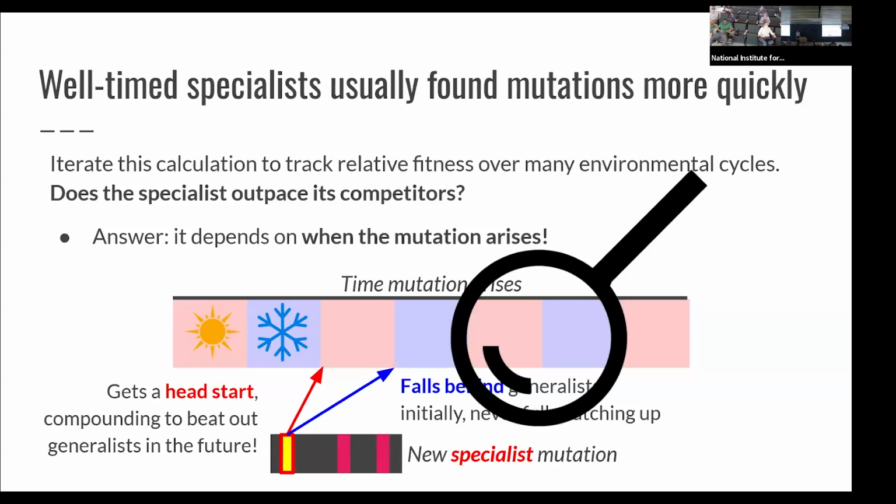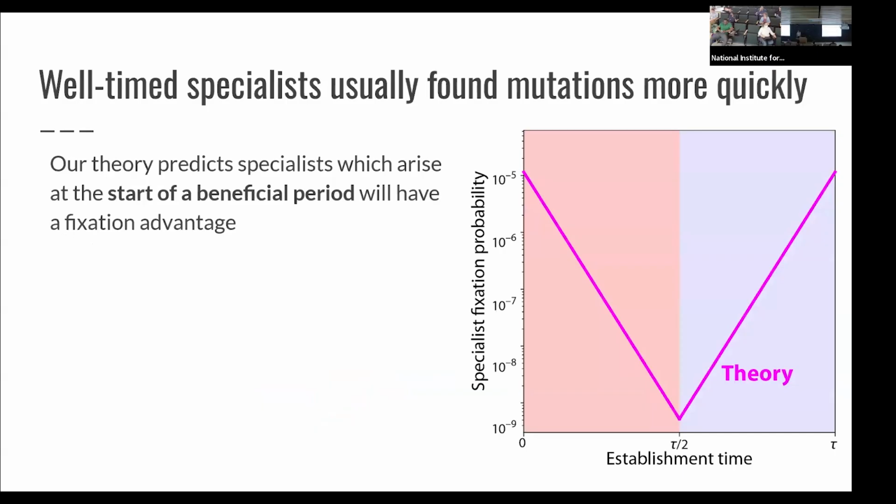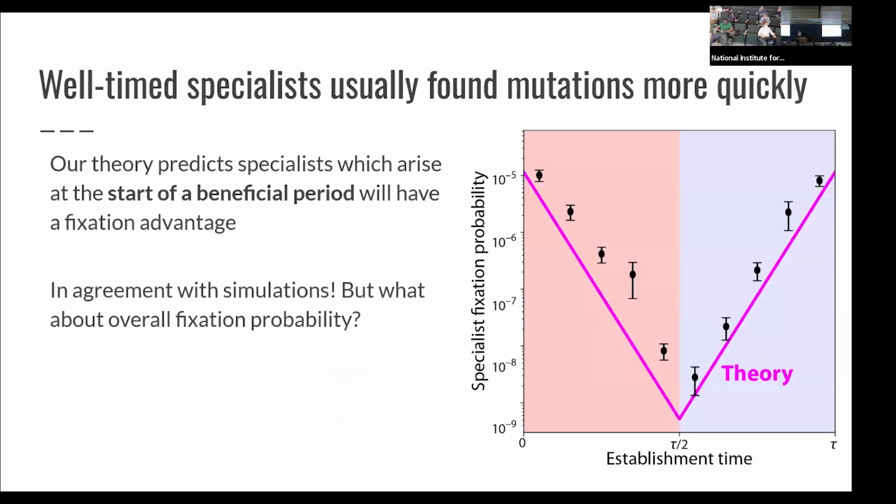And so if we zoom in on just one of these environmental cycles, this gives us a prediction theoretically as to how the specialist fixation probability should depend on establishment time. And indeed, that agrees with simulations. So we see this really strong exponential dependence where mutations that arise at the optimal time at the beginning of a beneficial period are more likely to fix.